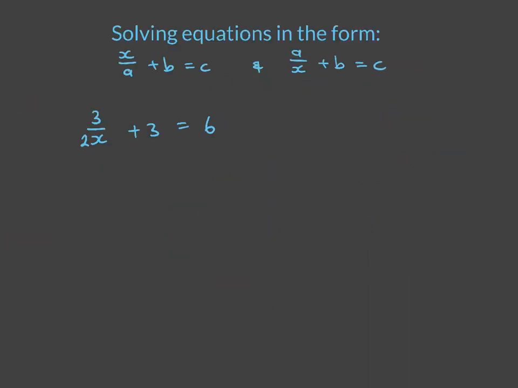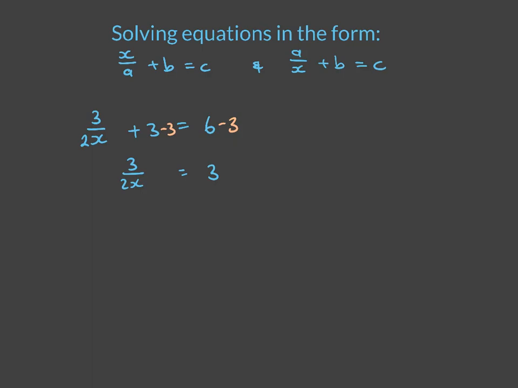So let's look at this question. 3 divided by 2x plus 3 is equal to 6. The first thing you would do is get rid of this plus 3 on both sides. So how would you do that? Well, you would minus 3 on the left hand side and minus 3 on the right hand side, and 6 minus 3 is 3.